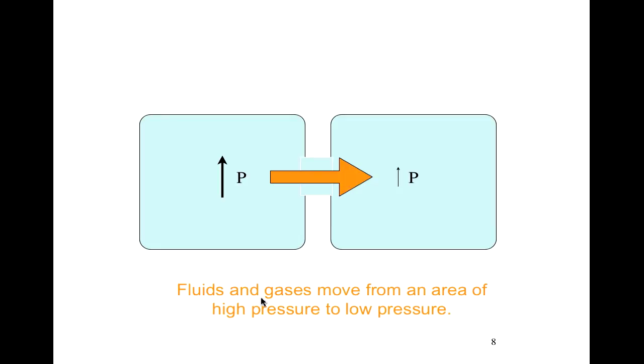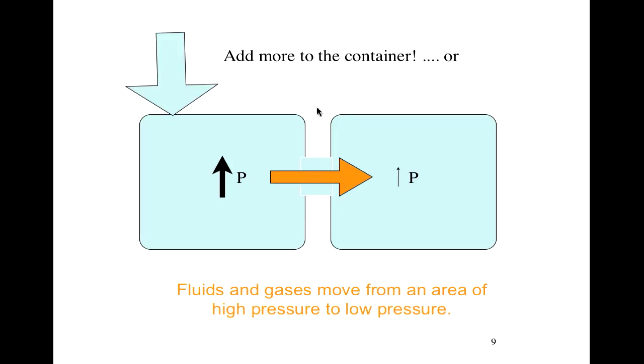Fluids and gases move from an area of high pressure to low pressure, as we can see here. We increase the pressure in the first chamber. This pressure is greater than the pressure in the second chamber, and material will move. We see this happening throughout the body. In the cardiovascular system, blood moves from one chamber to the next. This is also the same thing that happens in your lungs, but instead of with a fluid, it happens with a gas.